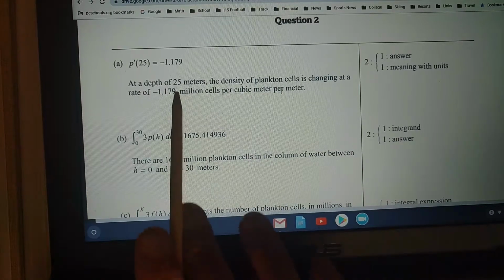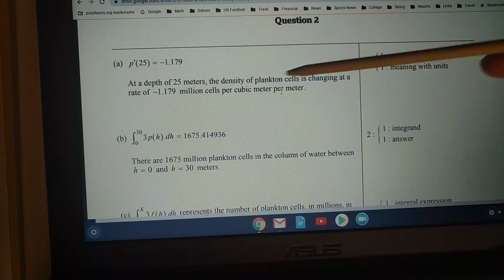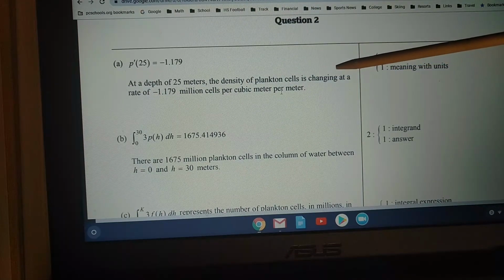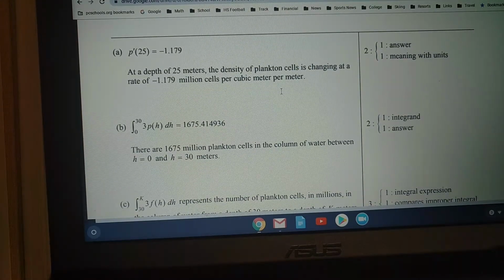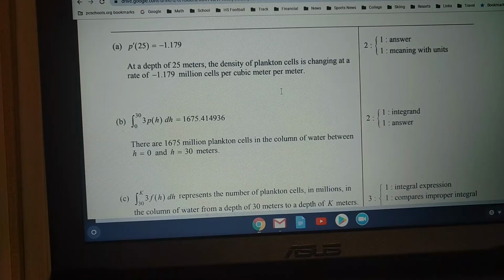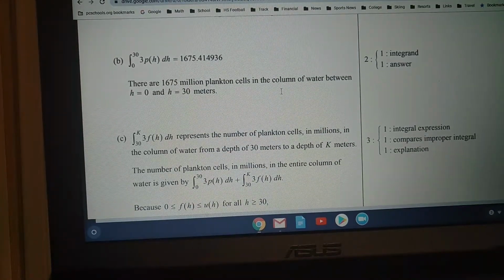And that would be because you're given a rate. This derivative here is the derivative of a rate. So you have to be careful and make sure that you understand that it's the density that's changing at that rate, because the density itself is a rate. It's cells per cubic meter. All right, then for part B, you get 1 point for the correct integrand.